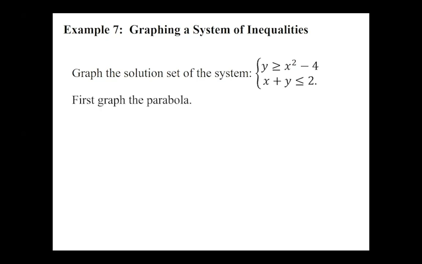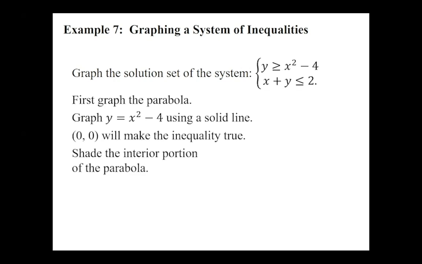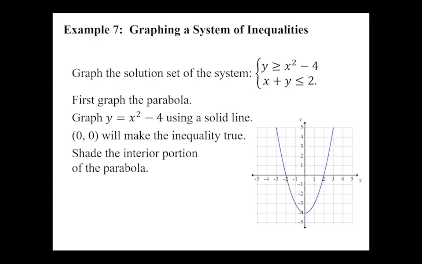So this is y equals x squared minus 4 when we graph it. And it's going to be a solid line because of the or equal to. This is just the standard parabola moved down 4 units. (0, 0) will give us 0 greater than or equal to -4, which is true. So we shade the part of the parabola that has (0, 0), and that's the interior.